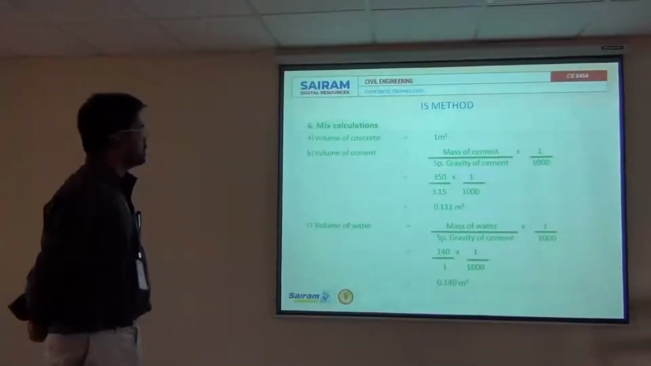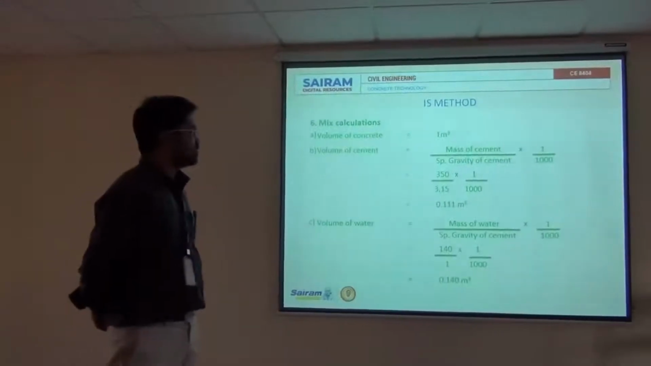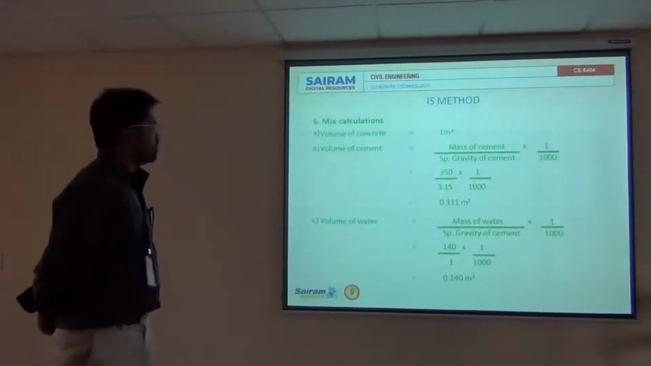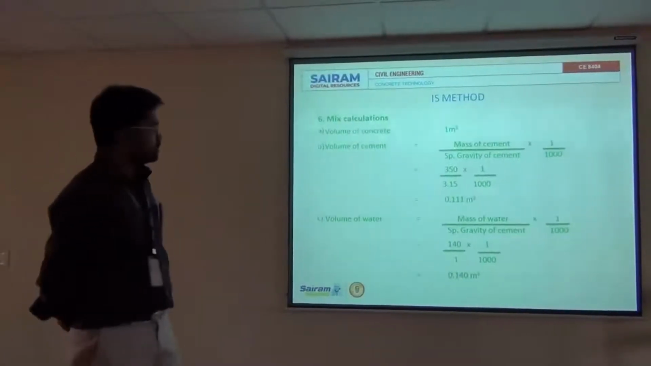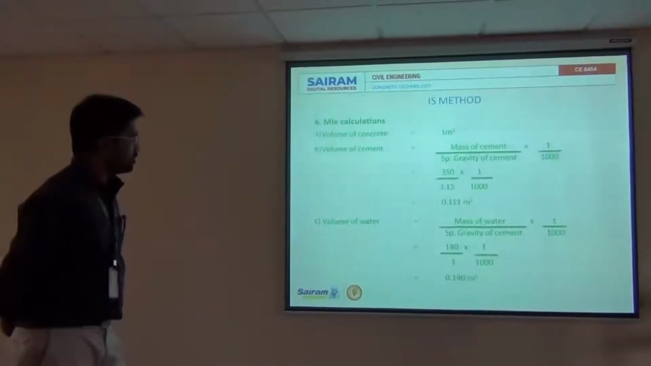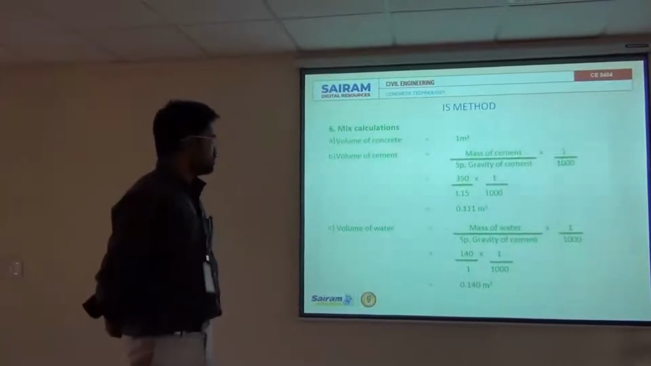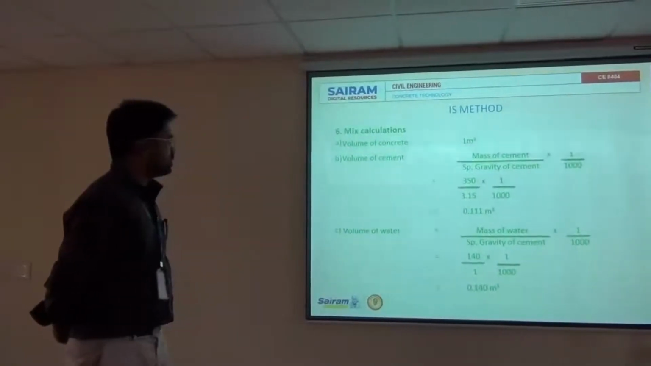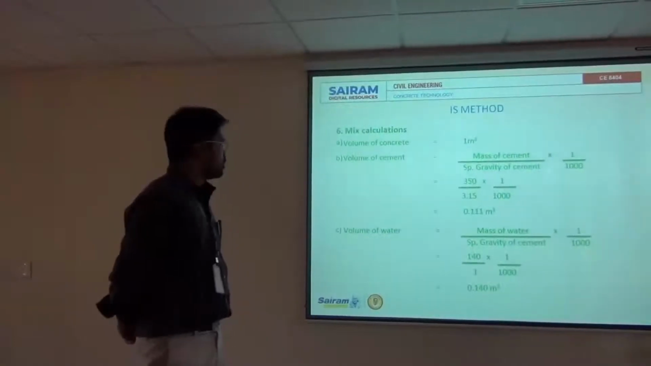Then the volume of cement. In general you know the formula: mass of cement by specific gravity of cement into 1/1000. Here the weight of cement is 350 kg, and the specific gravity of cement is also given as 3.15. Substituting this, you get 0.1 meter cube. Then the volume of water is equal to mass of water divided by specific gravity of water into 1/1000. So the mass of water is 140 liter divided by 1, into 1/1000, you get 0.14 meter cube.